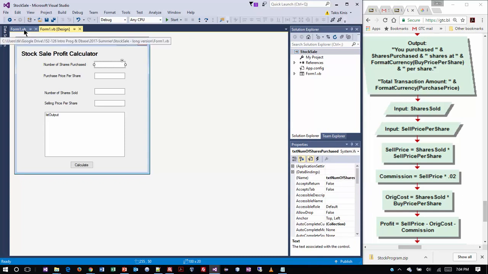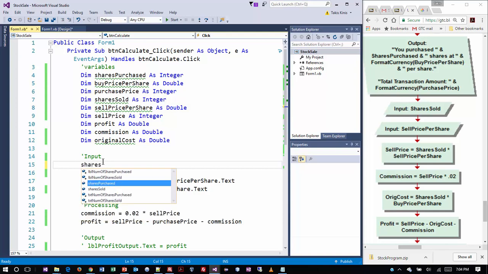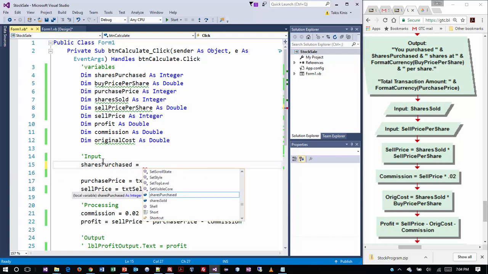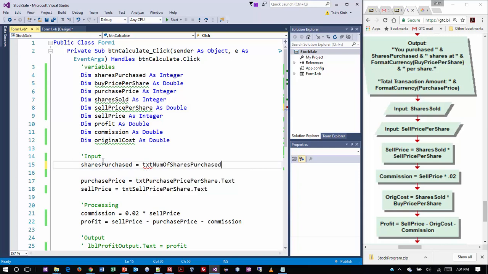I'm going to go to my code. So we do have a variable here for shares purchased. So that's what I'm going to type here: shares purchased equals that text box, txt num of shares purchased. See, it just happens to be the one right at the top. How lucky is that? And then dot text, so that it pulls in the text from that box. All right, so we got the first box.